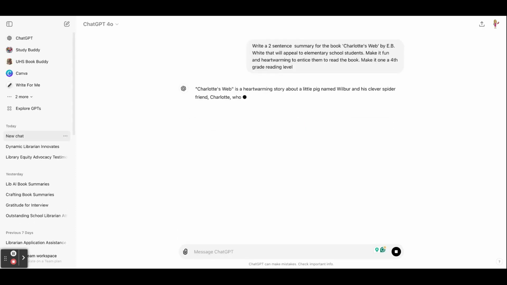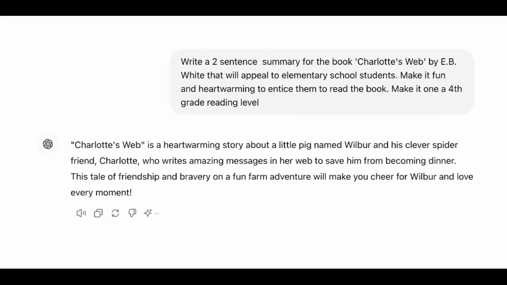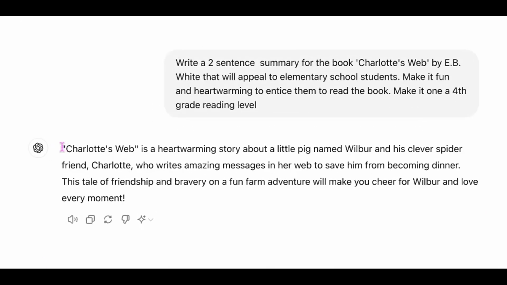And then, as you see here, it comes up with a really good little blurb. Charlotte's Web is a heartwarming story about a little pig named Wilbur and his clever spider friend Charlotte, who writes amazing messages in her web to save him from becoming dinner. This tale of friendship and bravery on a fun farm adventure will make you cheer for Wilbur and love every moment. It's great. It's written at about a 4th grade reading level so that kids can understand it. Easy to do and a great way to do things.